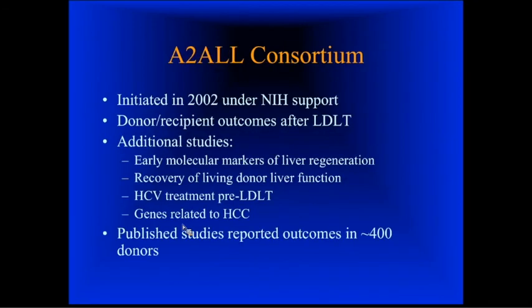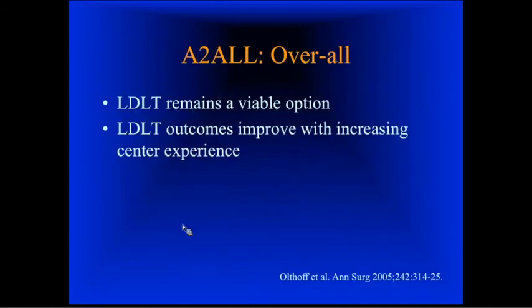Because of the need for research, there is a consortium, the A2ALL, or the adult-to-adult live donor liver surgery consortium. This is under NIH support. We're looking at the donor-recipient outcomes after live donor transplant. These are some of the things to look at. In the next few slides, I'm just going to point out the salient features of some of these studies, which summarize our knowledge of live donor liver transplant at this point in time.